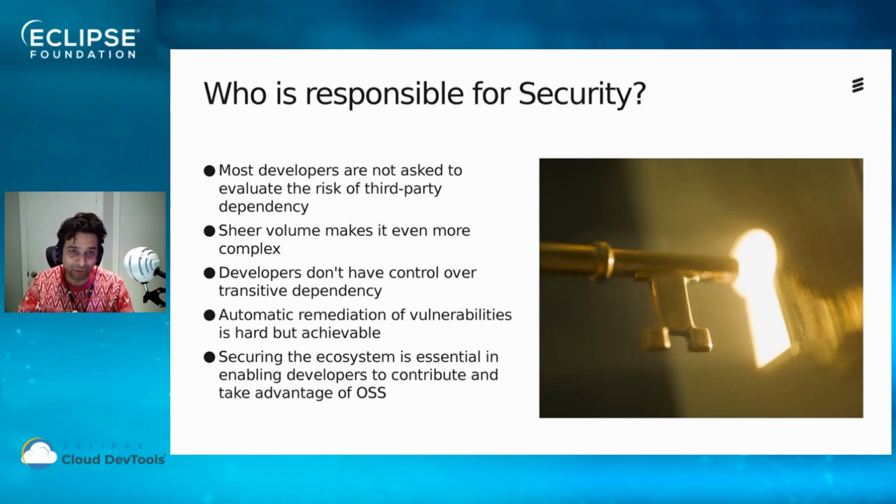Developers don't have control over the transitive dependencies that often. I could have scanned library A, and when I approved it, it didn't have a dependency on library B. Then library B comes in the next version. Most developers are not asked to evaluate the risks of these third-party dependencies either. And securing the ecosystem, securing your entire supply chain is absolutely essential if we want to take advantage and leverage the superior FOSS components out there.